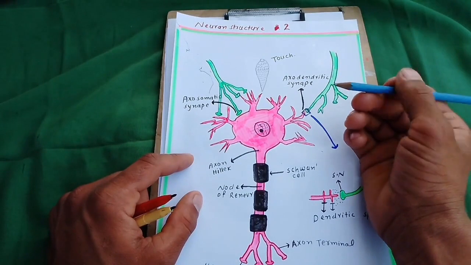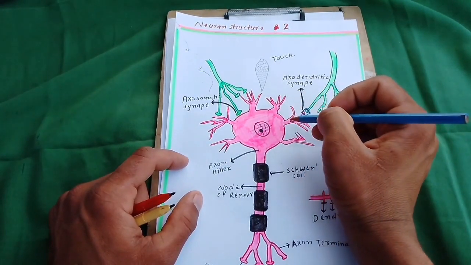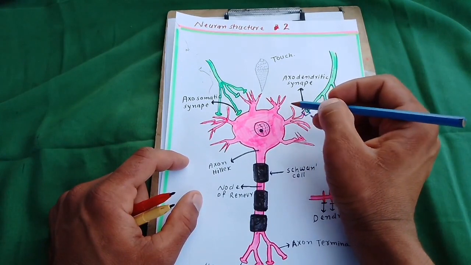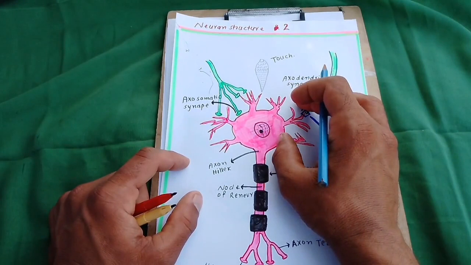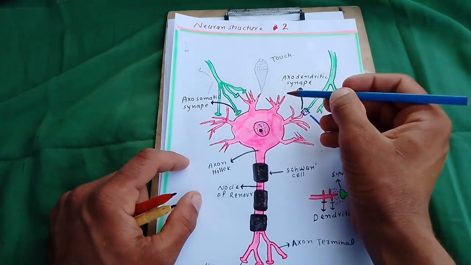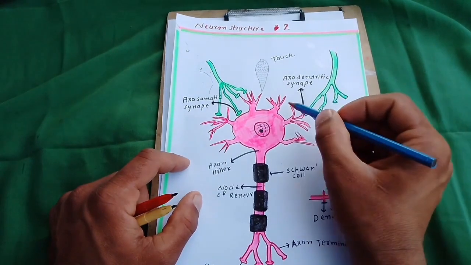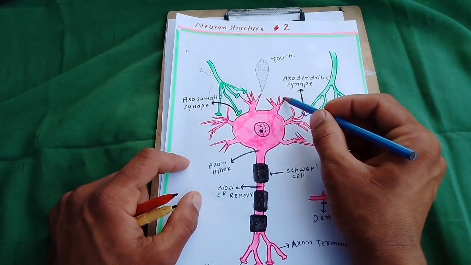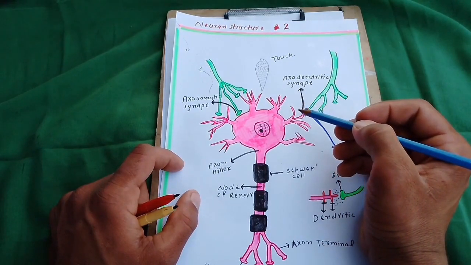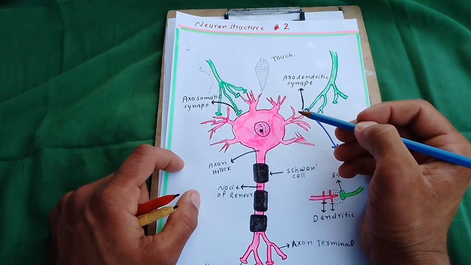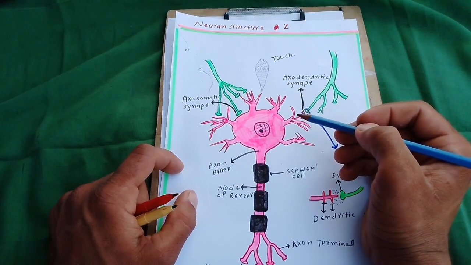Dendrites work as a receptor. As we know, what is a receptor? We define the receptor as the neuron ending, the dendrite ending. So this is a dendrite. These are the dendrites. So the dendrite ending works as a receptor. What is a receptor? A receptor is a macromolecule which produces some biological changes in the body.